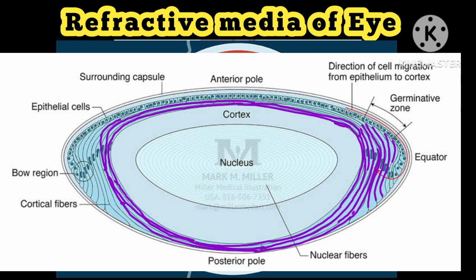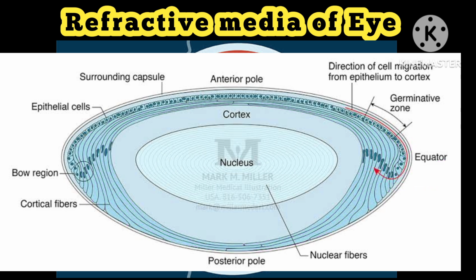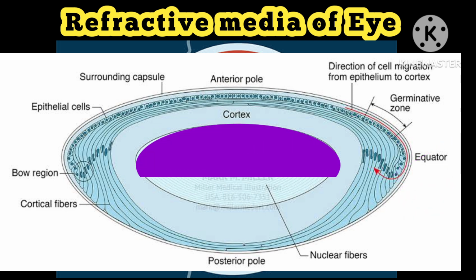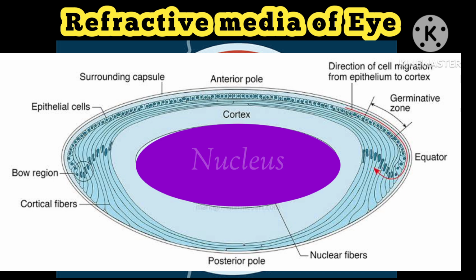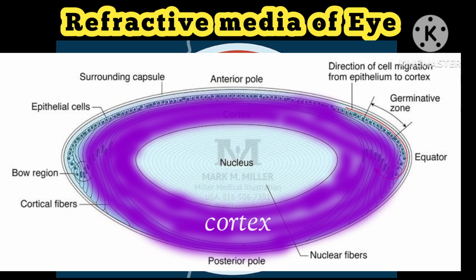The laminated structure of the lens is due to continuous addition of fibers in the region of the equator, and this process goes on throughout life. During the transformation of lens cells into lens fibers, the old fibers in the center lose their nuclei and the new fibers at the periphery possess flattened nuclei. Hence, the harder central part of the lens is known as the nucleus and the peripheral softer part forms the cortex.